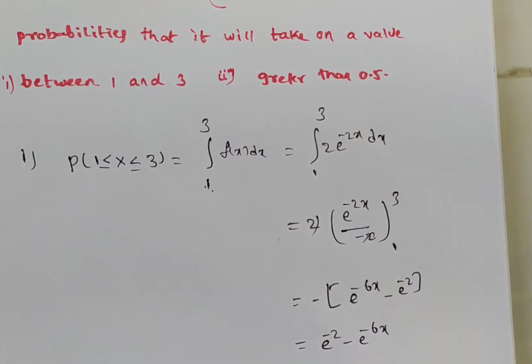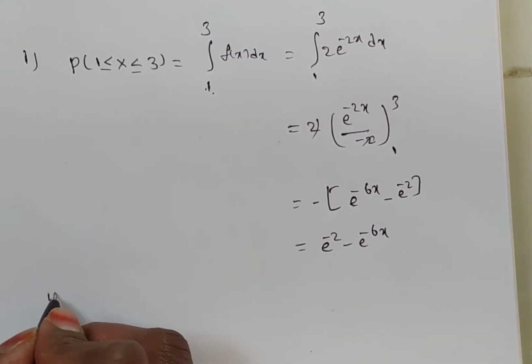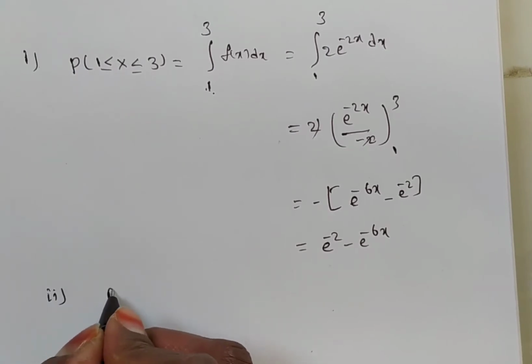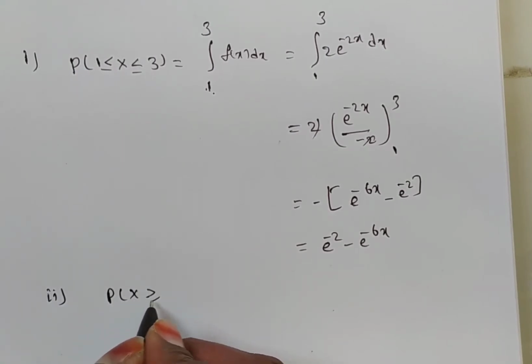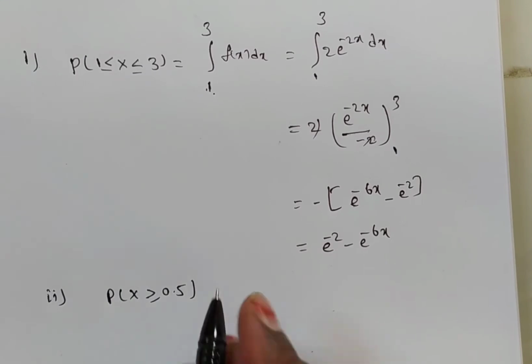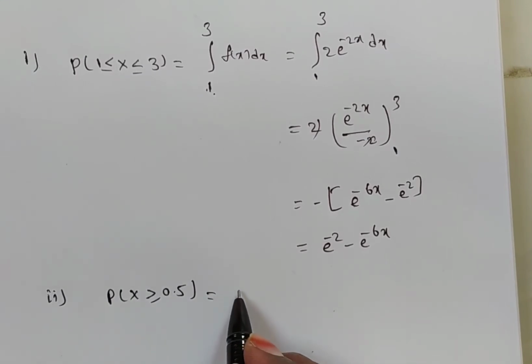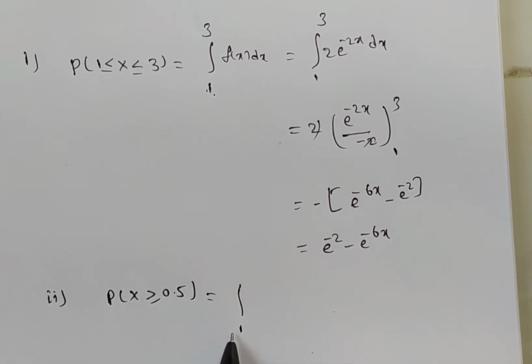Greater than 0.5. Now the probability of x greater than or equal to 0.5. From the definition for a continuous random variable, it is the integral from 0.5 to the upper limit. If the upper limit is not given, the default is infinity. So it is the integral of f of x dx.